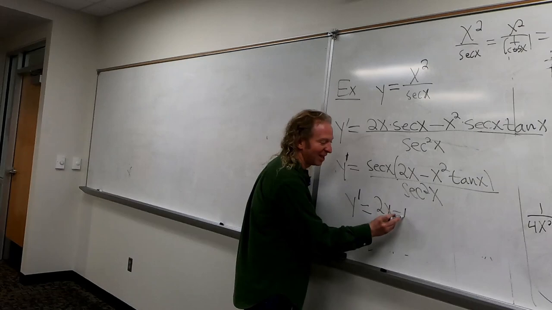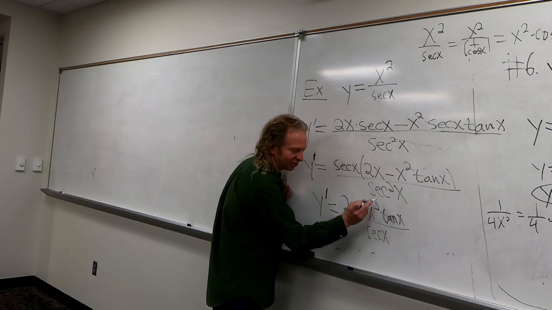2x. And Aaron's way was obviously better, right? Because Aaron's way is just cleaner. You just use the product rule, right? Rewrite it and use the product rule. So that's really the best way.